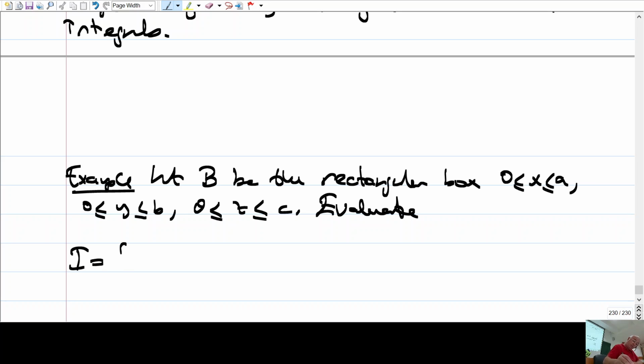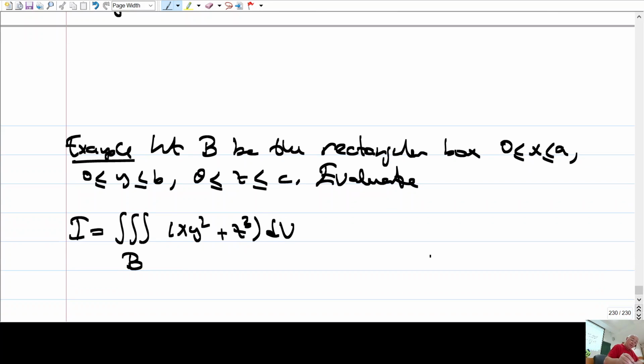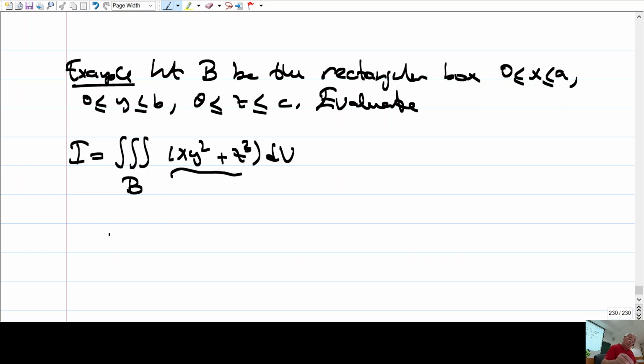I equals the triple integral over this box B of xy squared plus z cubed dV. So if this function, for example, represents the density of the solid object B at the point x, y, z, then this will be the mass, right? You are integrating density over the object, you obtain the mass.